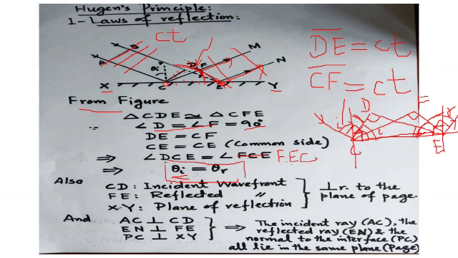Okay, so this completes the first part of the law of reflection. The second part is the incident ray, the reflected rays, and the normal at the point of incidence must be in the same plane.